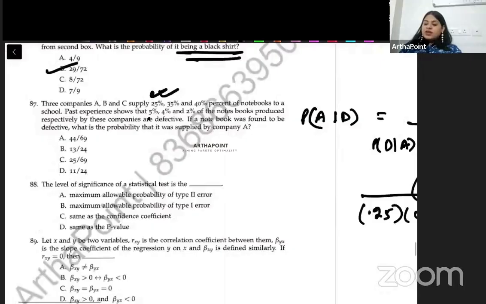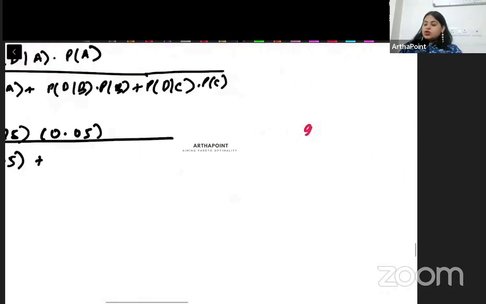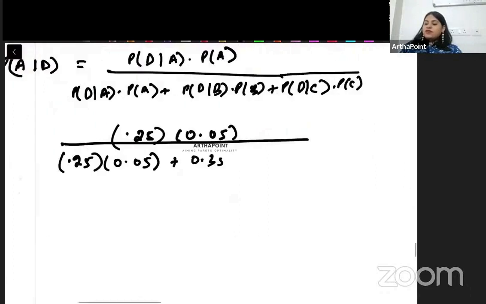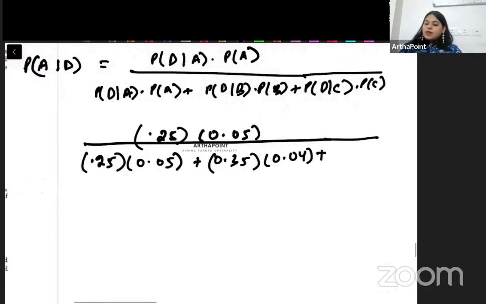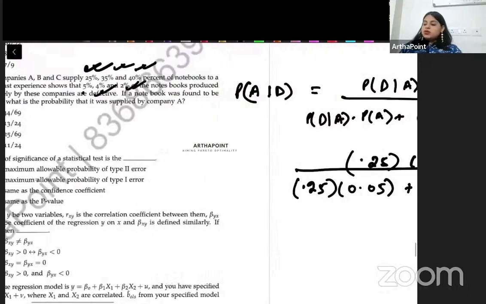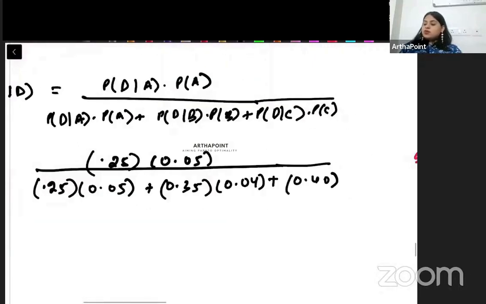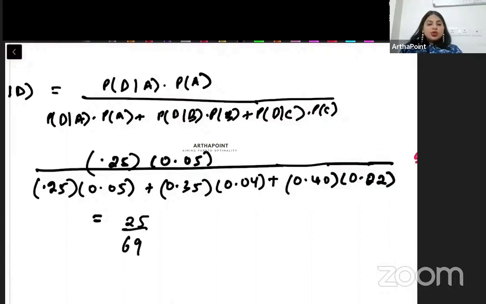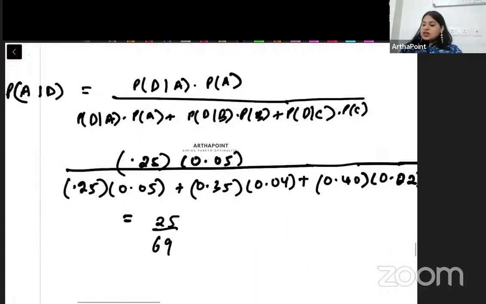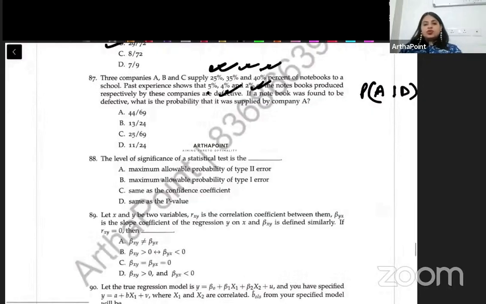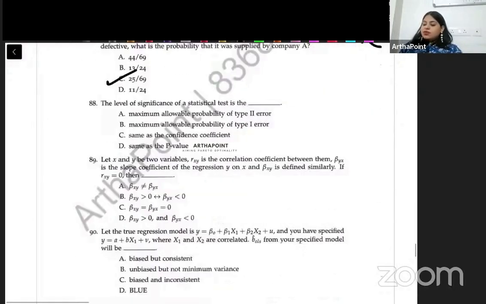What is it for B? Beta, 35% and 4%. So 0.35 into 0.04. And for C, 40% and 2%. So 0.40 into 0.02. So beta, when you solve this, you will get 25 by 69. I'm not going into the solving, but when you solve this, you will get 25 by 69. So that's the answer to this question. Okay, beta, come to the next question.